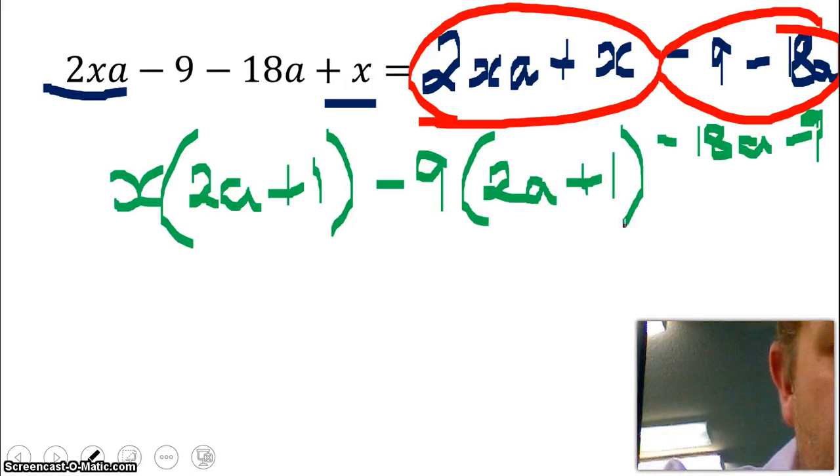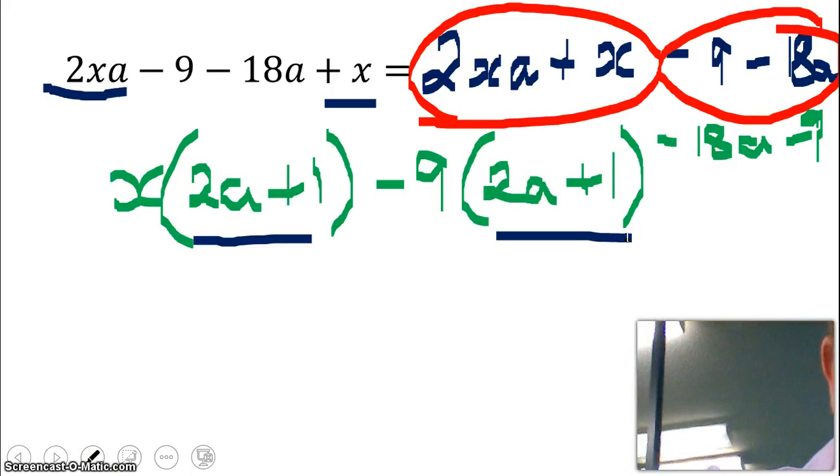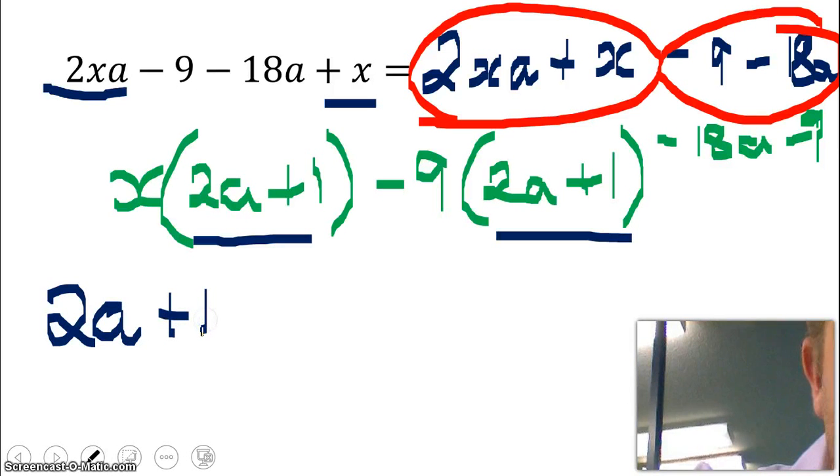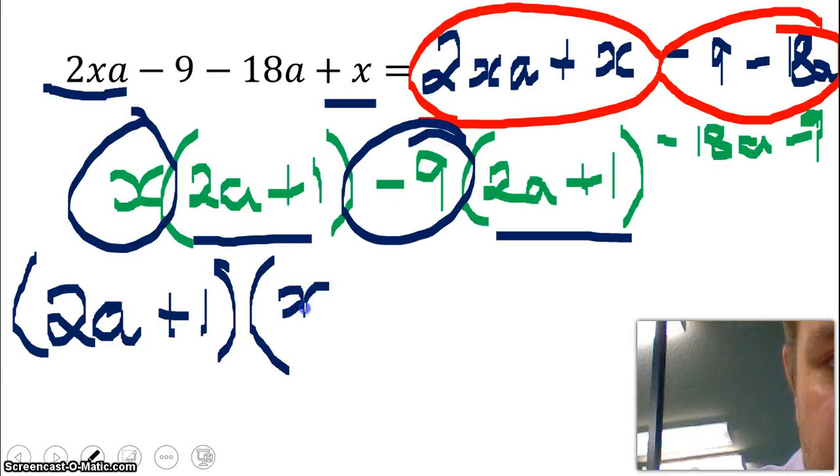Now that I've done that, I can see my common factor is there. My binomial common factor, so I can just write that out the front. 2a plus 1. And use my street sweeper method to pick up the pieces that I left behind. There we go.